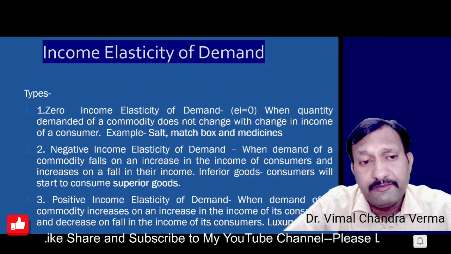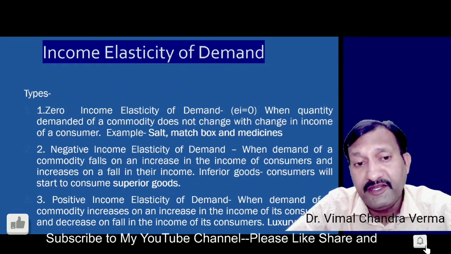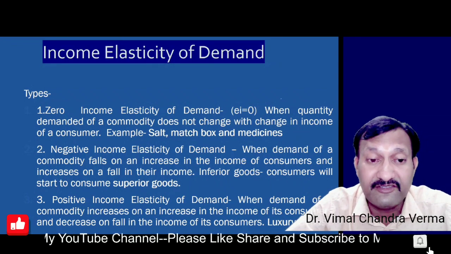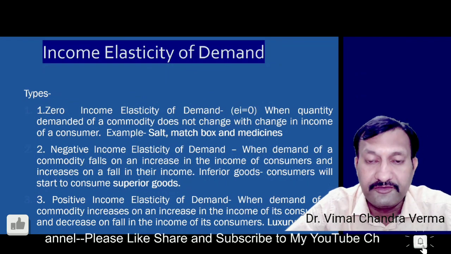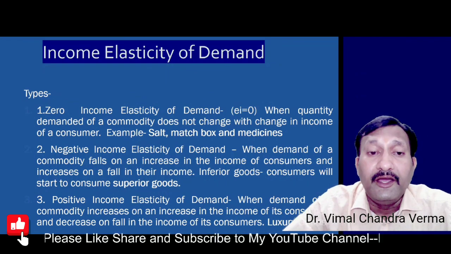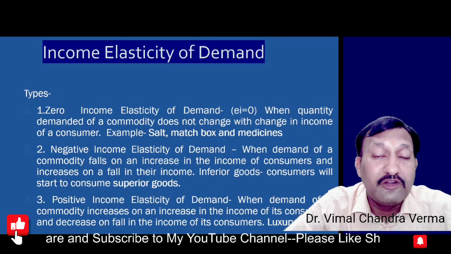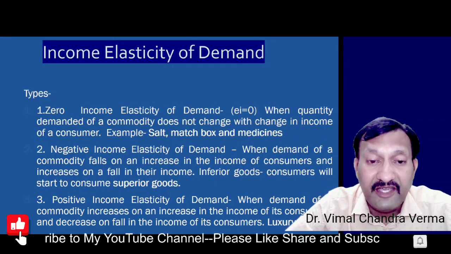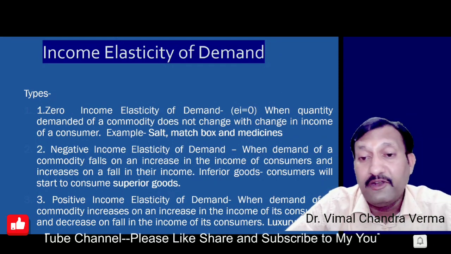The third category is positive income elasticity of demand. When demand of a commodity increases on an increase in income of its consumers and decreases on fall in the income of consumers. We can take the example of luxury goods. When the income of the consumer increases, people buy more and more luxury goods. And when their income is reduced, then they are going to decrease their demand for luxury goods.